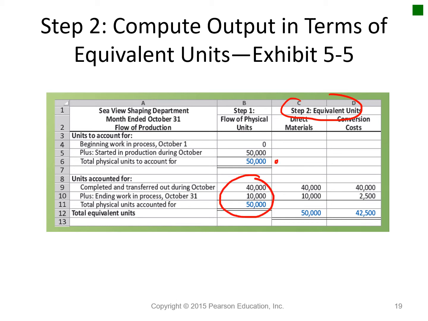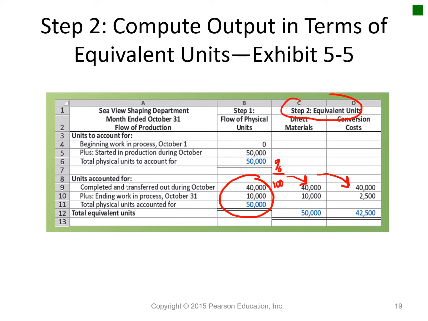And in my classes, I tend to add a column that I call percent complete. And of course, if you think about the logic here, if you completed and transferred out, that's always going to be what I call 100% complete. And I basically just take 100% times 40,000, and I would move that right here for direct materials. And it's basically the same number for conversion.